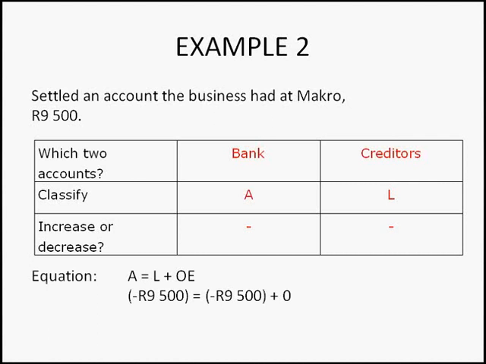Let's check with the accounting equation whether we are actually mathematically correct. If assets equals liabilities plus owner's equity, and I have a look at my assets, they will decrease with 9,500 rand on the left-hand side, and on the right-hand side my creditors also decrease with 9,500 rand. Nothing happens to owner's equity, then mathematically I can see that that equation balances because both sides decrease with 9,500 rand.